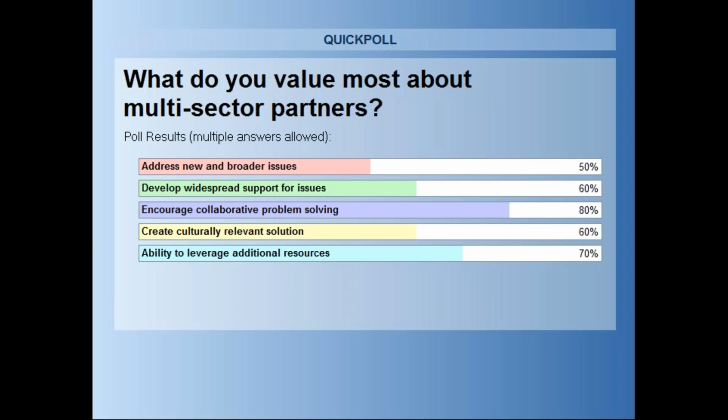So as you can see, here are our results. It's pretty interesting. Addressing issues and developing support for issues move right up, with collaborative problem solving the highest. That's really interesting. Culturally relevant solutions and additional resources follow. I salute you, because being open to collaborative problem solving is not easy, especially if we've been doing the work a long time or feel we have good knowledge about it. To really be open to someone bringing up something different, having different ideas, can be a real challenge for a lot of people, and the fact that you all believe that and want to and value that is very heartening.